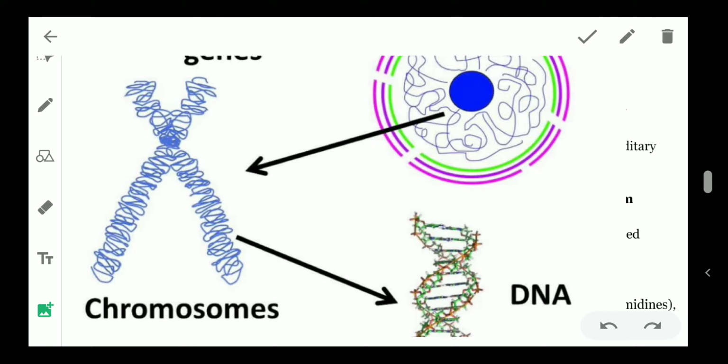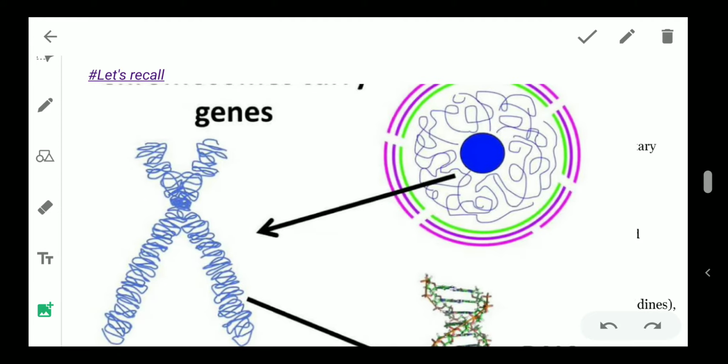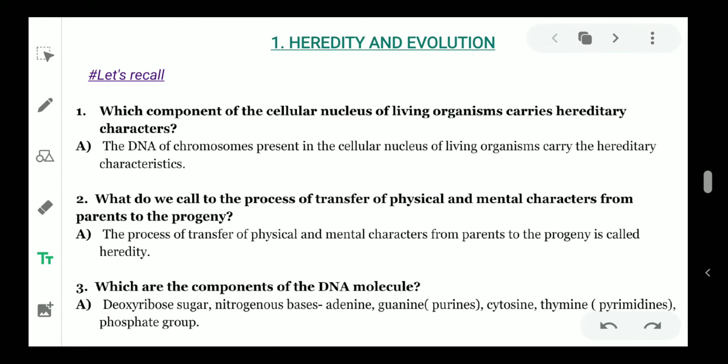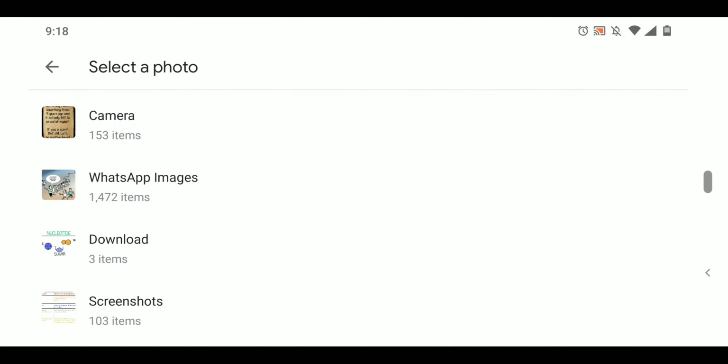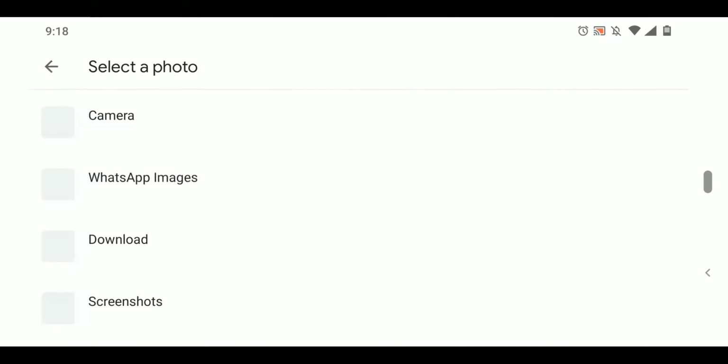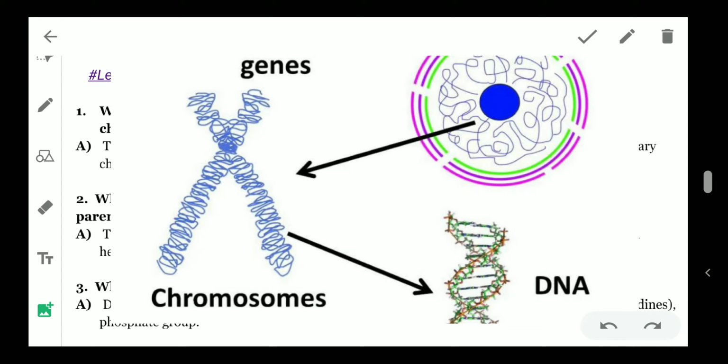So DNA is nothing but a small segment of chromosome, or a condensed form of chromosomes. Okay, and there is a special component known as genes, which is present on the DNA. A very small segment of DNA is known as genes. So what does this gene do? It carries that hereditary character. From whom does it carry this hereditary character? From parents to the offspring, from one generation to the next.